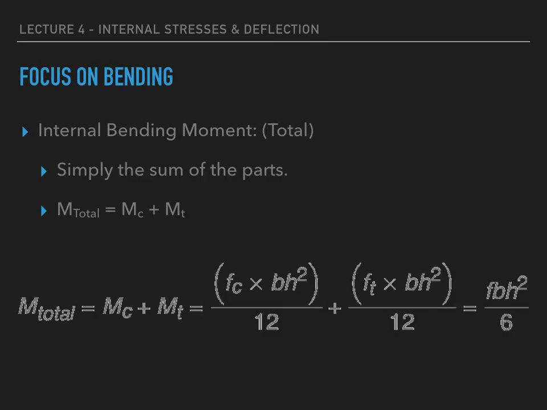So I add them together like this. You can see that I have taken the Fc and the Ft and I've just made them F without the C and the T because we know that those in a rectangular cross section are equal and opposite. So I'm just going to call them F and not worry about the direction because we added it in the right hand rule. So I end up with F b h squared over 6. That's a lot easier of an equation.